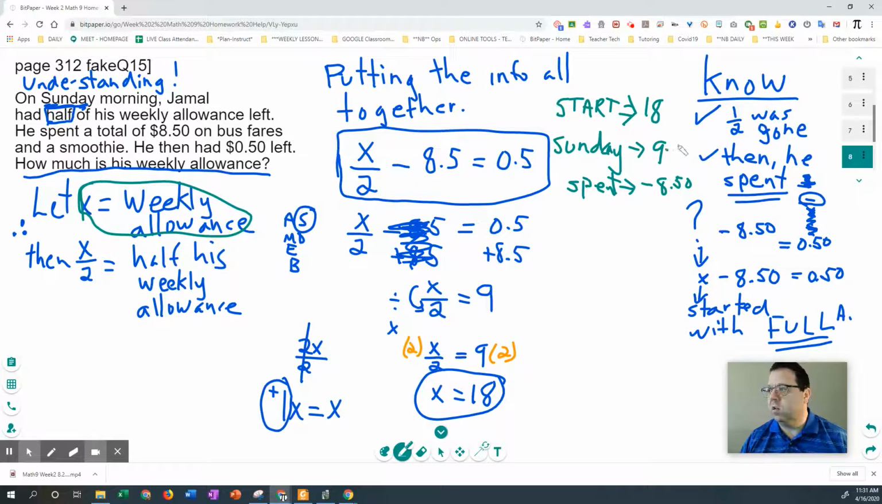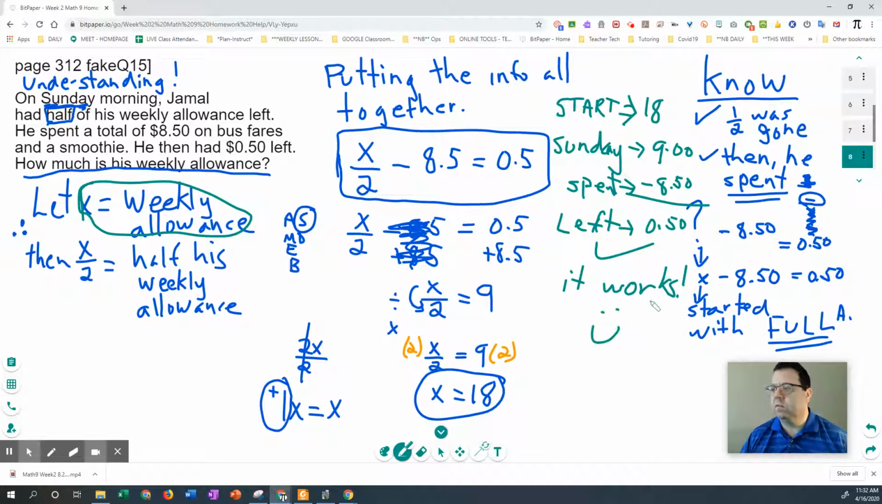Remember, $9 is the same as $9.00 with the two zeros. And so what is left? Well, guess what? 50 cents. It works. Okay, happy face. So part of doing word problems is reading comprehension, right? There's some English language you got to understand there. You got to understand that spent means subtraction.